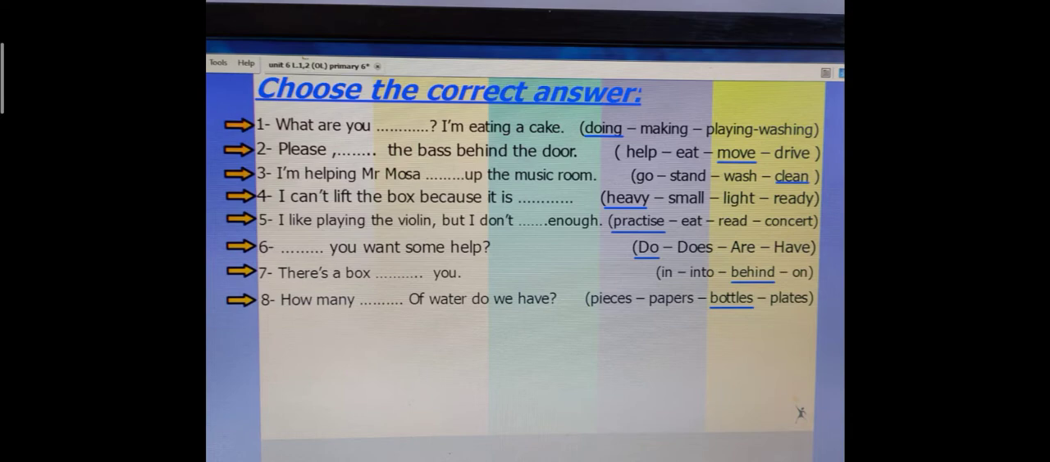Number three, I am helping Mr. Musa clean up the music room. Number four, I can't lift the box because it's very heavy. Number five, I like playing the violin, but I don't practice enough. Practice means to do something repeatedly or regularly. Number six, do you want some help? This question is in the present simple, so we use do you want some help? Number seven, there is a box exactly behind you. Number eight, how many bottles of water do we have?